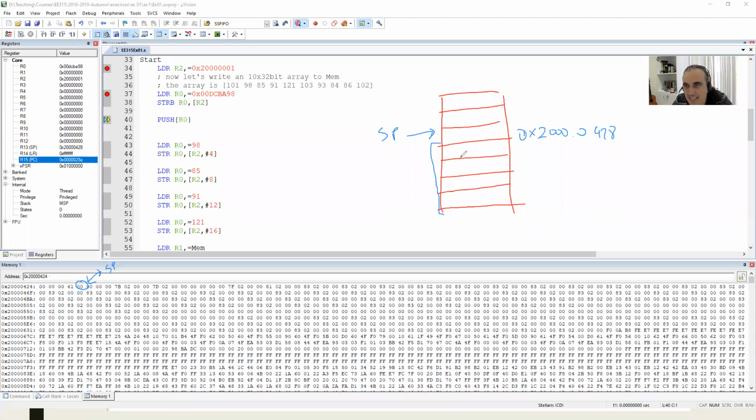It means that the next value to be pushed will be written to here. This is 28, 26, 25, 24. So these are decreasing. Don't worry about it. You can draw it any way you like.